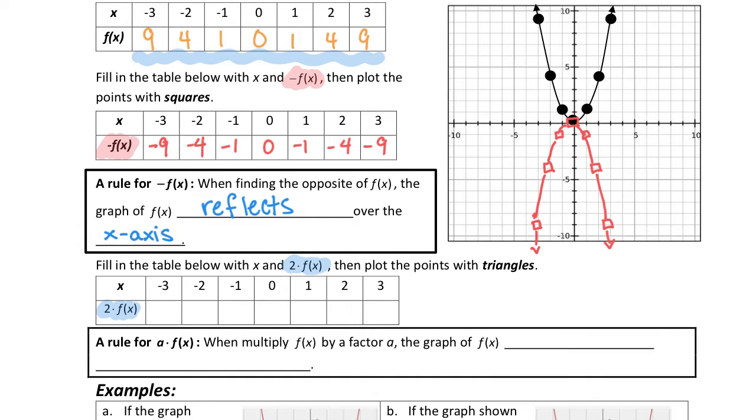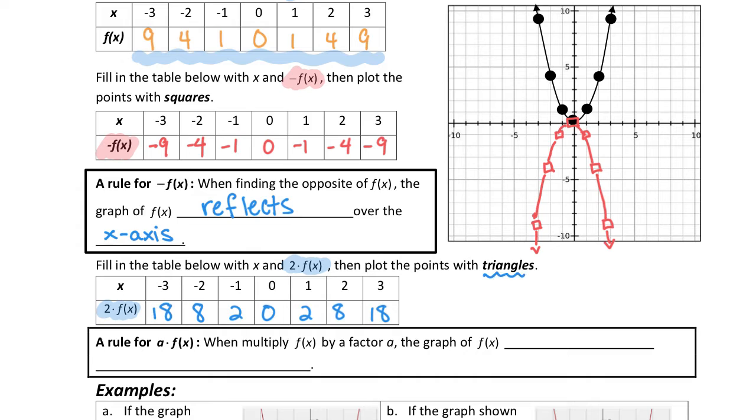Don't forget also that we're using this x squared rule. So we've got these parabolas. Just another note there, just to help you out. If I took -3 squared, that would be 9. 9 times 2 is 18. Or just take my original values and multiply them all by 2. So 4 times 2 is 8, 1 times 2 is 2, 0, 2, 8, and 18.